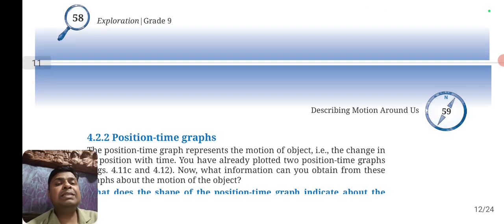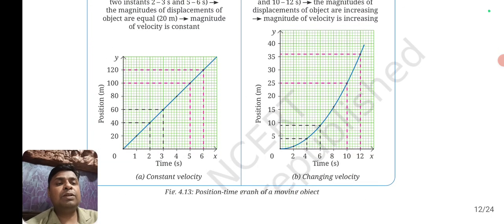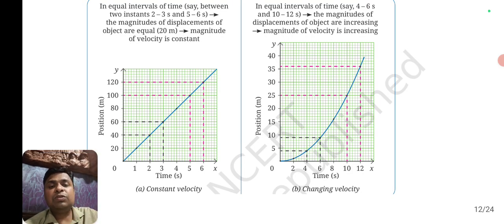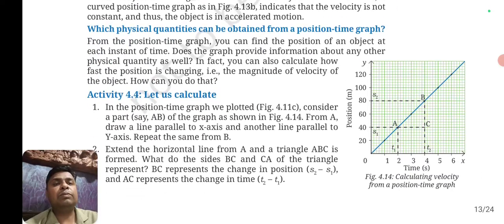So what do you understand from these graphs? A position-time graph represents the motion of an object and the change in position with time. Look at these two graphs, observe them carefully. You can see the difference: constant velocity and changing velocity. Constant velocity is a straight line and changing velocity is a curve. Whatever the data is given, you plot it, you will get this kind of structure.